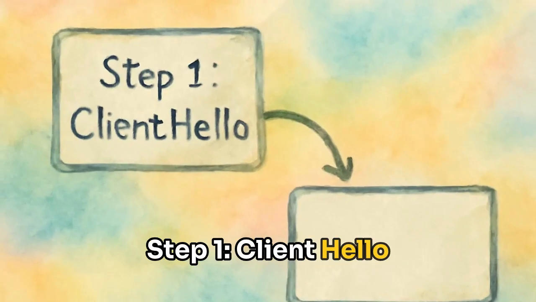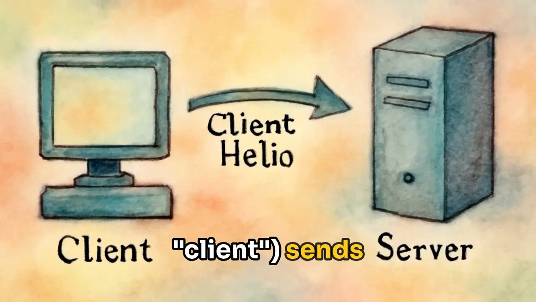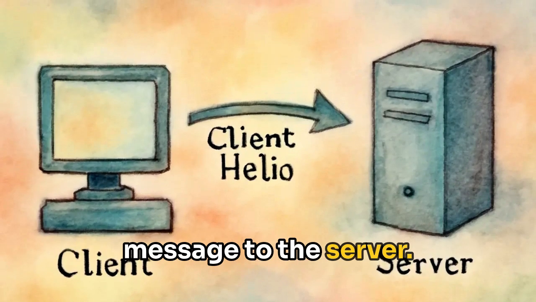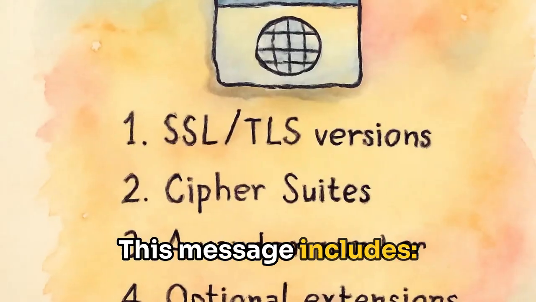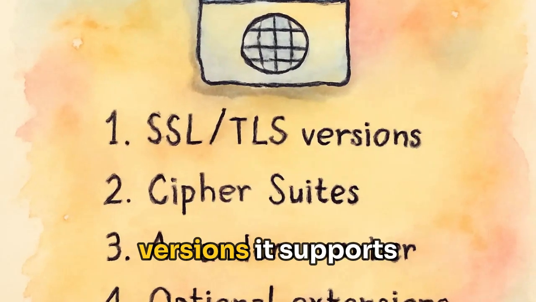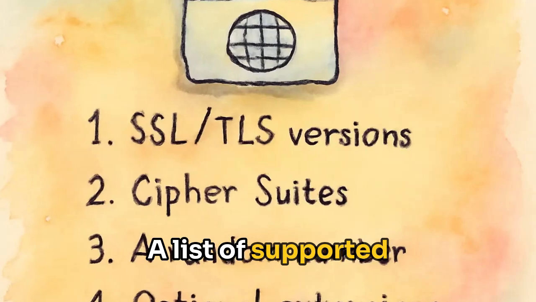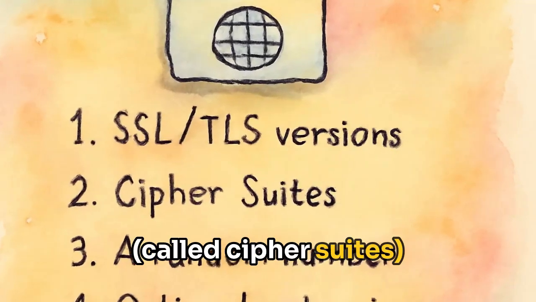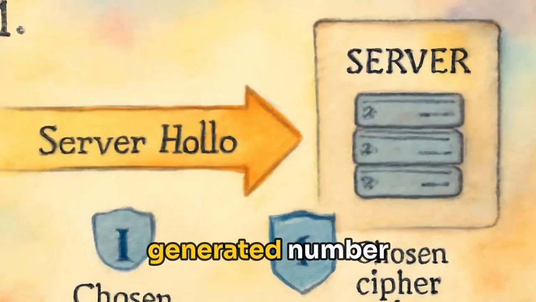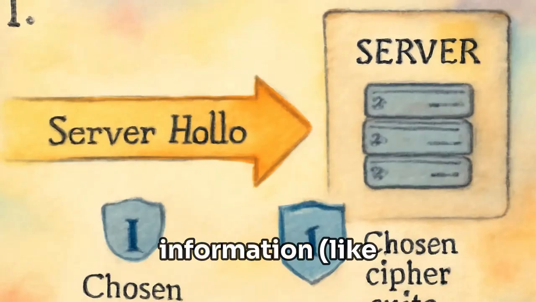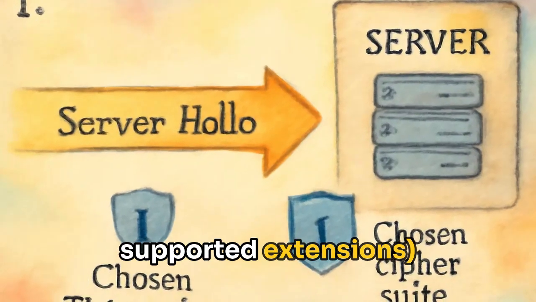Step 1. Client hello. Your browser, the client, sends a client hello message to the server. This message includes the SSL/TLS versions it supports, a list of supported encryption algorithms called cipher suites, a randomly generated number, and other optional information like supported extensions.